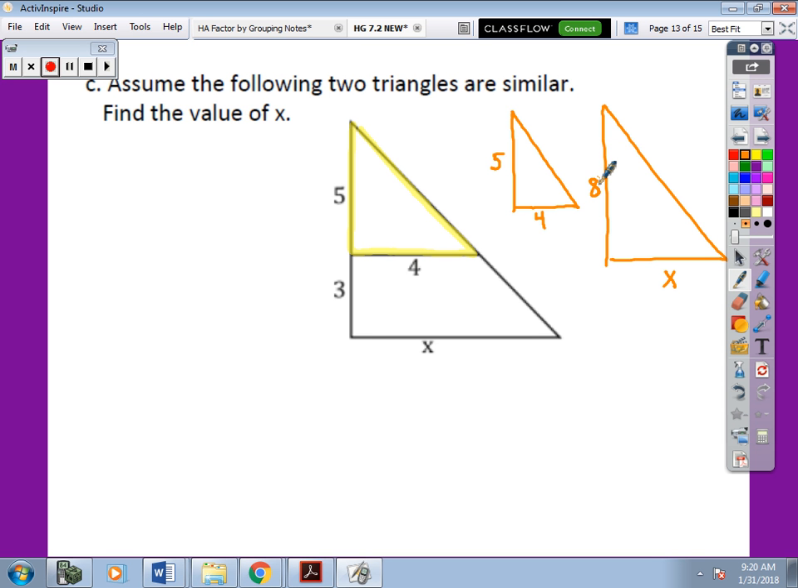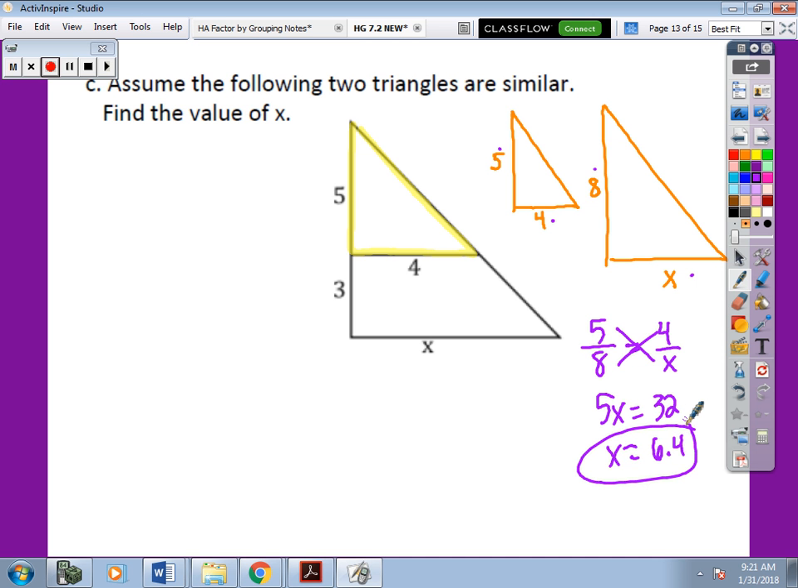If you don't redraw them, there's a good chance that you might do 5 over 3 equals 4 over x instead of 5 over 8. It tells us that they're similar, so we know we can solve using a proportion. So I would say 5 over 8 equals 4 over x. And then we cross multiply. 5x equals 32. Divide by 5, and we will get x equals 6.4. So just make sure you realize that this whole side is 8 and that you don't do 5 over 3 equals 4 over x, because that will get you a wrong answer.